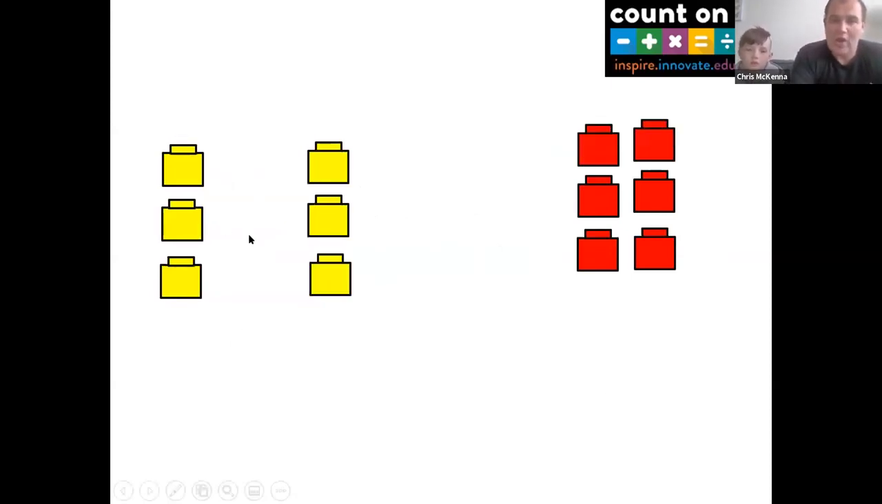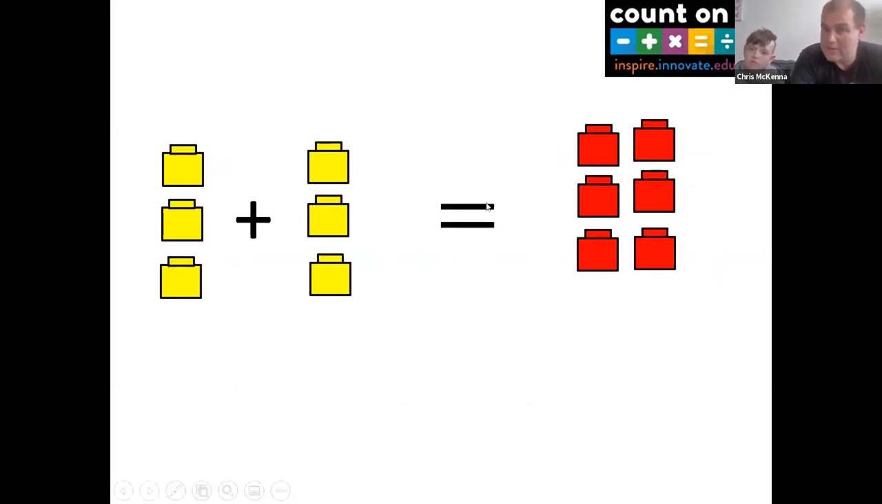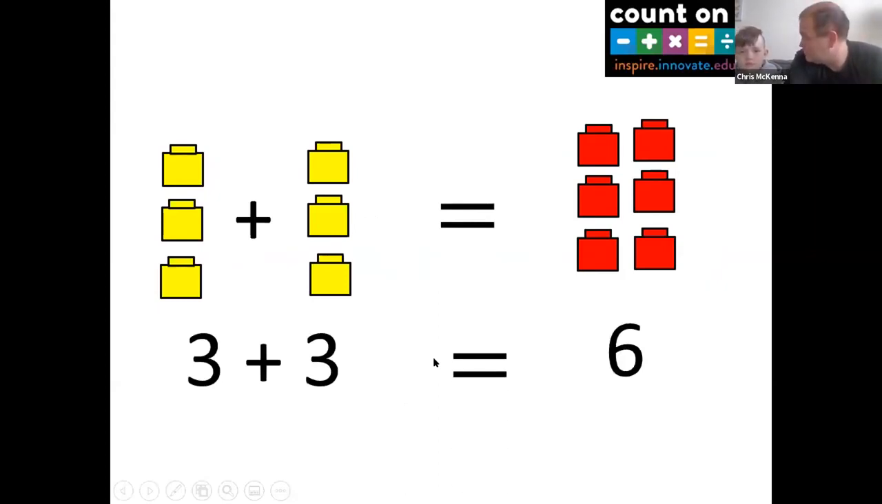So how many yellows do I have? 3. How many yellows altogether? Oh, 6. So I get 3 plus 3. Does that equal the reds over here? So 3 plus 3 is equal to the 6 reds, isn't it? So I can put an equal sign here. So 3 plus 3, in fact, equals 6.